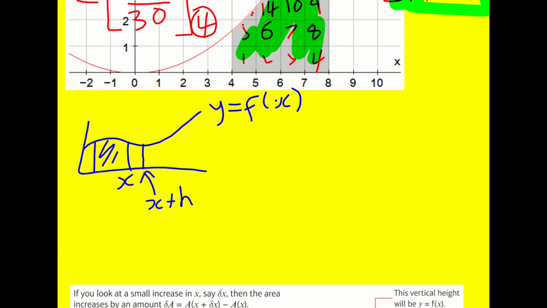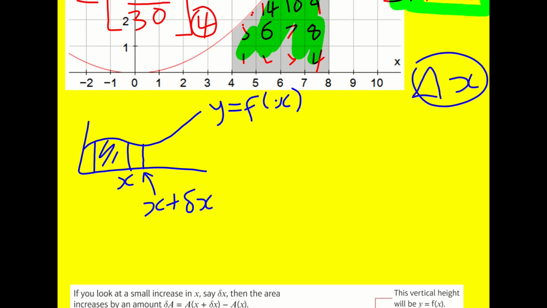Actually, I'm going to backtrack. We have used h, but another thing you can use is delta x. So we used delta x like this. This big delta means a fairly big change in x. This little delta means a small change in x. So we're going to use that, and that's going to mean that this here is a small area. It's delta A. It's not delta times A, it's delta A, meaning a small area.